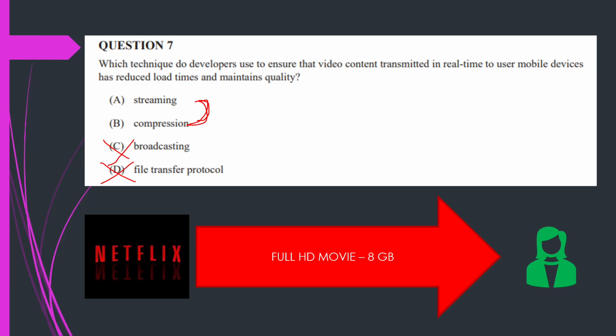I am not quite sure what's the right answer for me. But the way that I see it is that if we want to reduce the load time and maintain quality, we have to deal with the size of the data that we send. So that's why I don't choose A, I choose B, compression. The thinking behind it is that if you are on Netflix on a mobile device and you want to watch a movie in full HD, if Netflix sends you the entire movie, it will take about 8 gigabytes. So that's gonna be challenging.